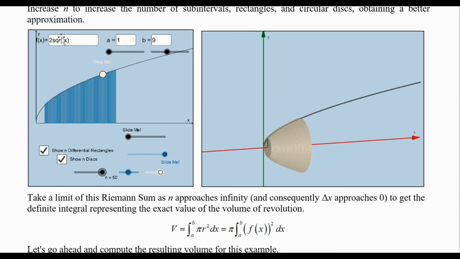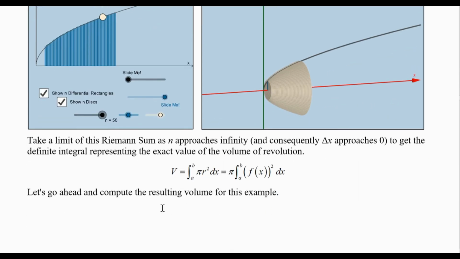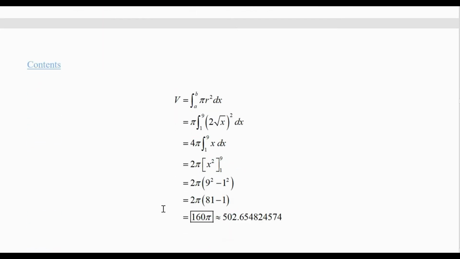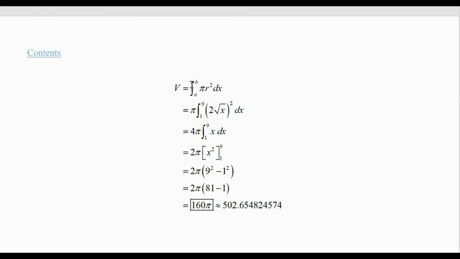So let's go ahead and figure out what it is for this particular one. It's 2 square root of x for f of x. So this is pretty simple to do. The volume is just the integral from a to b of pi r squared dx. Pi can be brought out front. a and b are 1 and 9. Those are x values. r is the height of the function, which is just 2 square root of x. But then we want to square that.